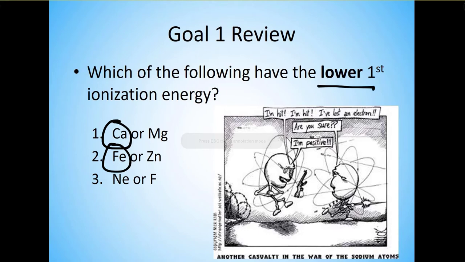And then on number 3, we have neon and fluorine. So they're next to each other on that second row. They're both nonmetals, but we find that neon is a noble gas. So it should have the highest ionization energy of that row. And here we want the lower. So it's going to be fluorine.